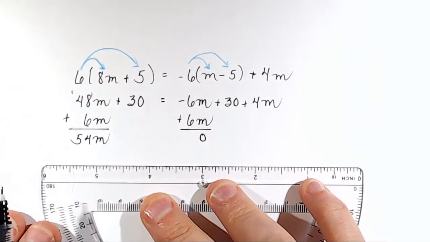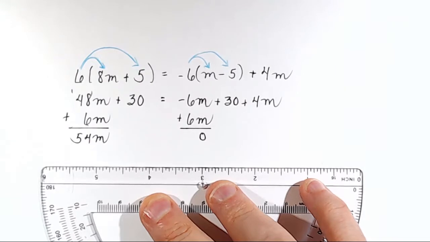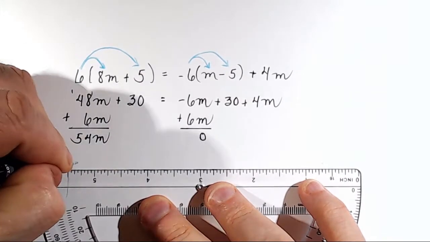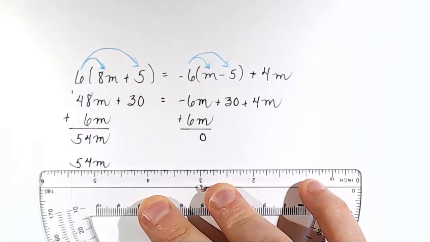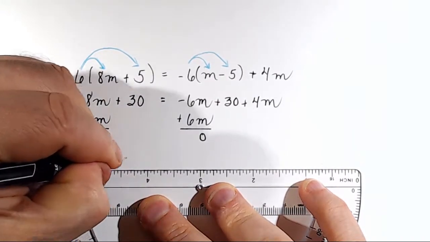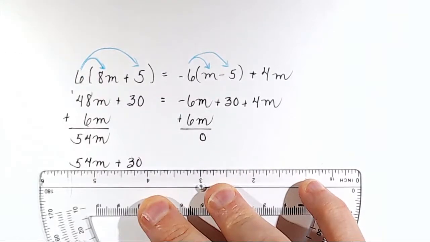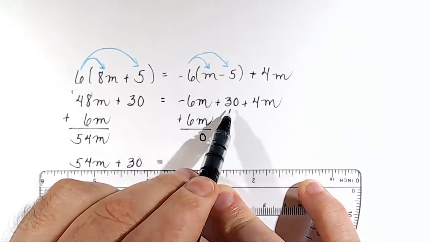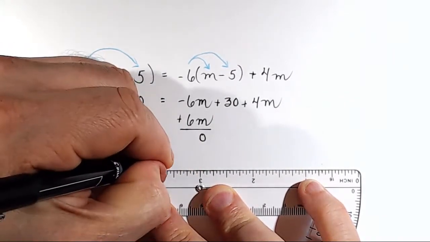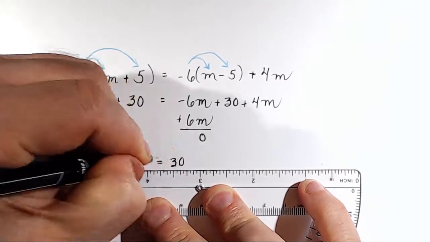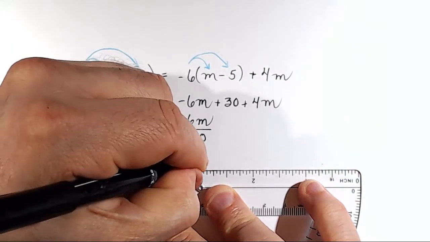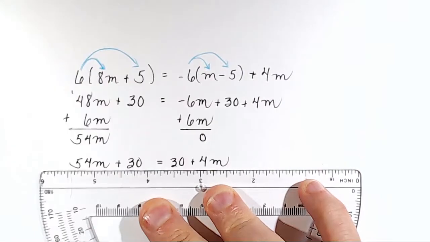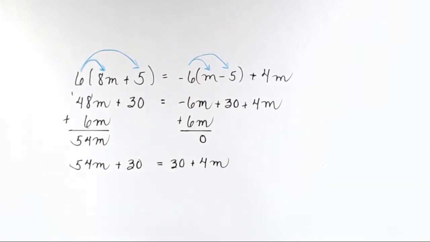So we need to do a new line, and we're just going to rewrite everything that's left. So on the left side, I have 54m plus 30 equals, and there's nothing here, so I have 30, which I will write down here, 30, bring it down, and then plus 4m. Okay, so now this is the state of the problem.